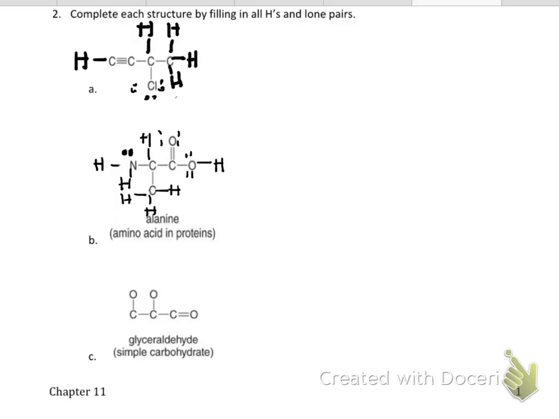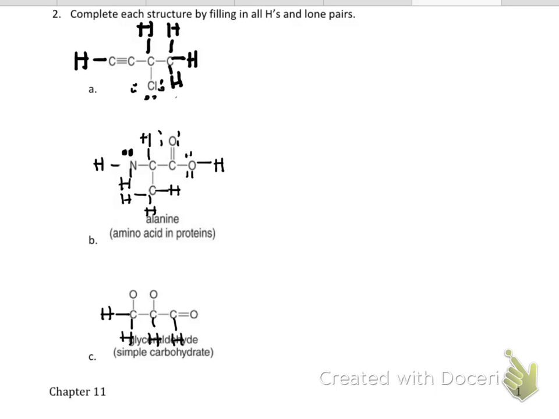Now let's look at the last one. Again, I'll start with the carbon parts and I'll go from left to right. The first carbon has 2 bonds, so I would add 2 hydrogens to make 4 bonds. The next carbon has 3 bonds, so I would add 1 hydrogen.